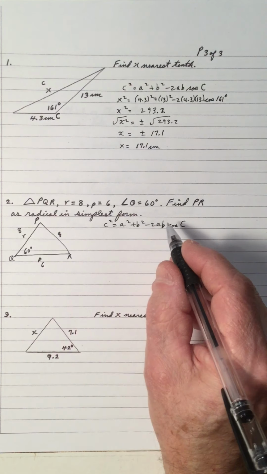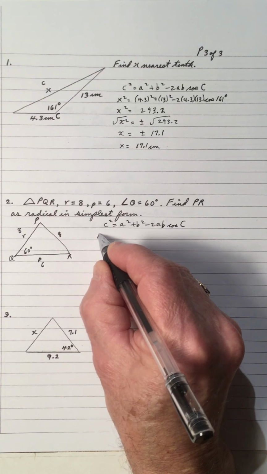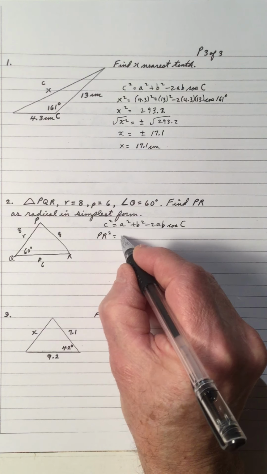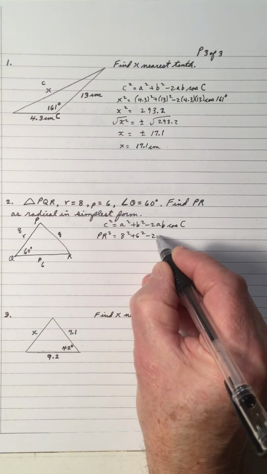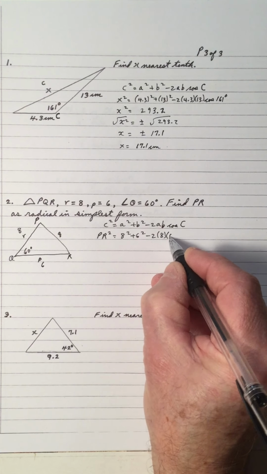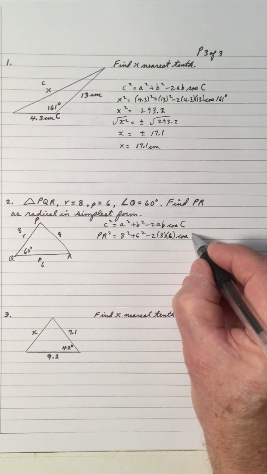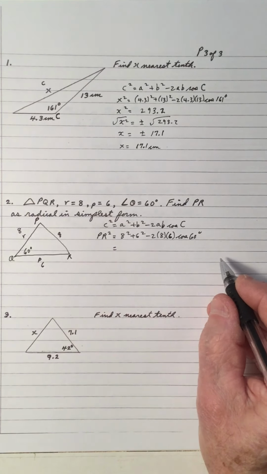So we're trying to find PR, and PR is the Q. So I'll go PR squared is, we can go 8 squared plus 6 squared minus 2, 8, 6 cosine of the 60. Now we want it as a radical in simplest form.